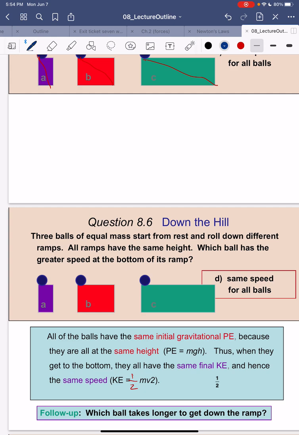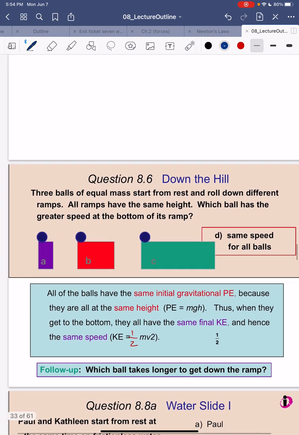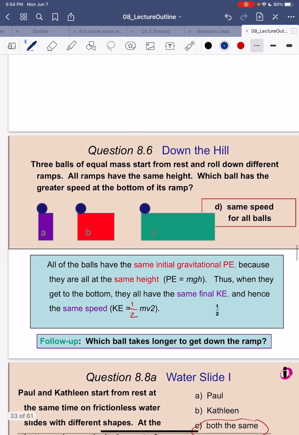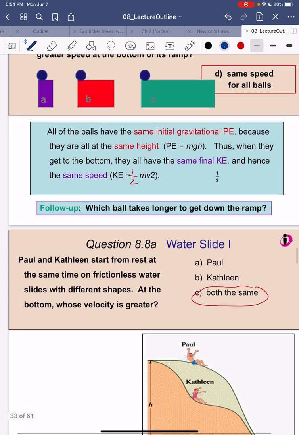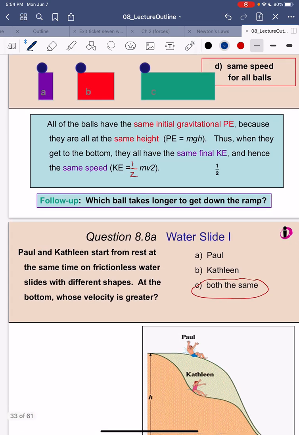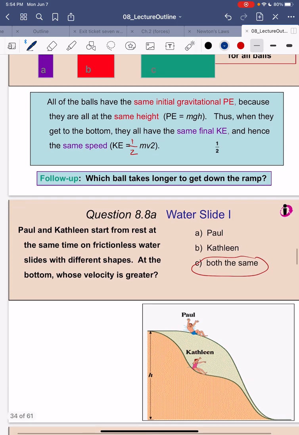You're going to say mgy, or mg delta y, should equal 1/2 mv squared, then the speed is going to be the same, because they initially have the same gravitational potential energy that depends only on the vertical height. And then it is going to be 1/2 mv squared, the same for both.